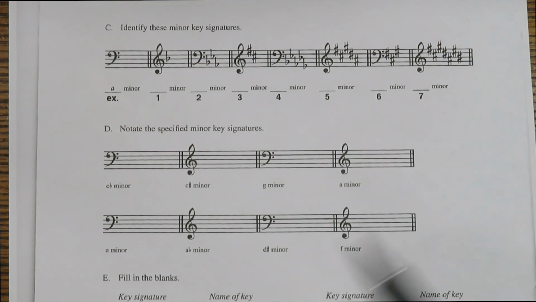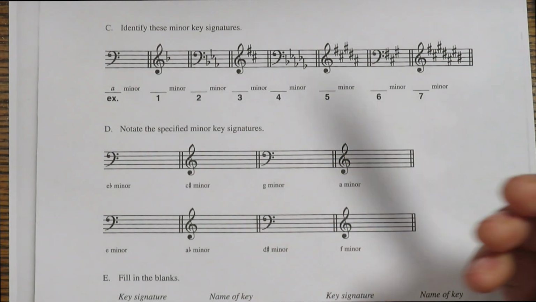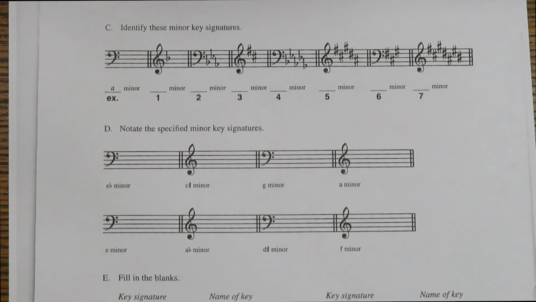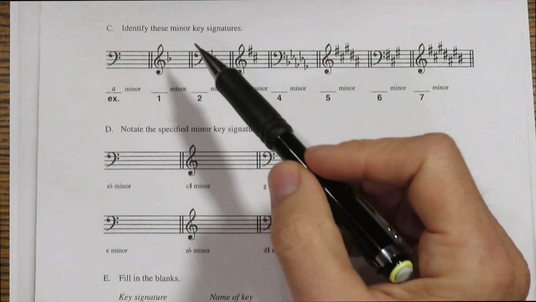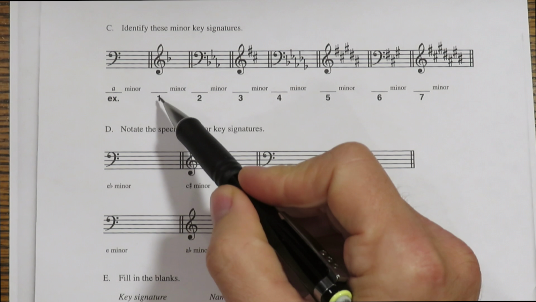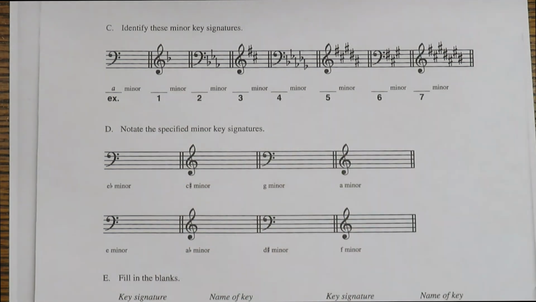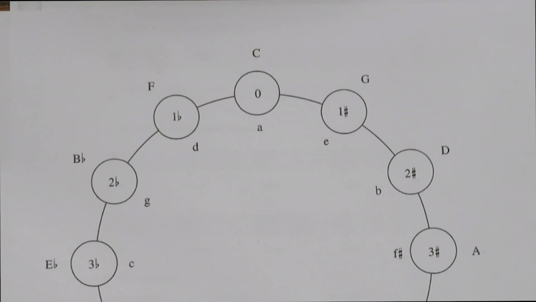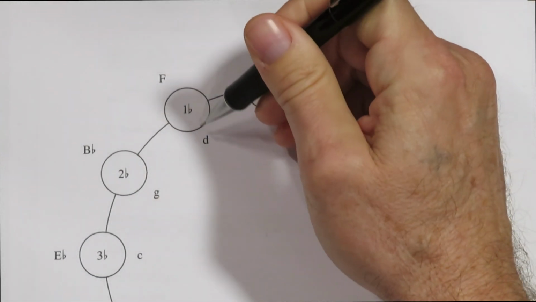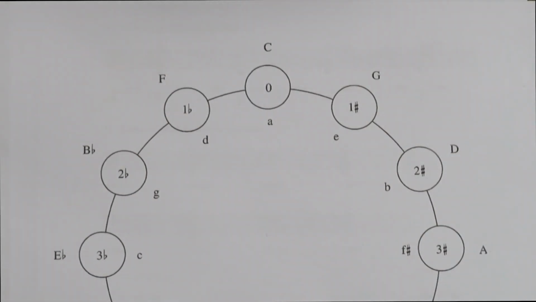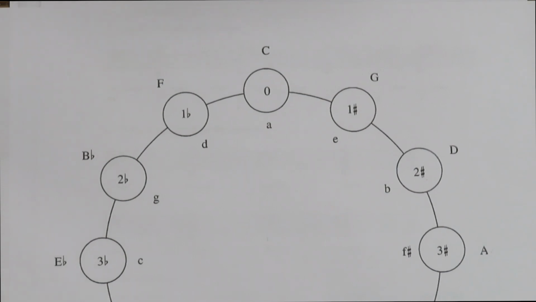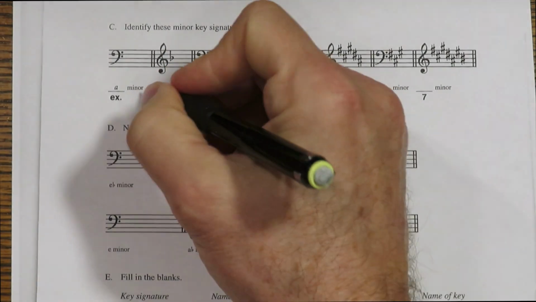Okay, so here we are in part C, and we are to identify these minor key signatures. So sometimes it will help you if you know the major key signature to identify the minor. So let's see, we start with number 1. We have 1 flat. So hopefully you know by now that 1 flat is F major. And we look inside here, and the relative minor is D. Okay, so 1 flat is D minor.